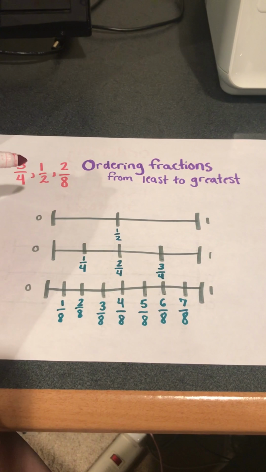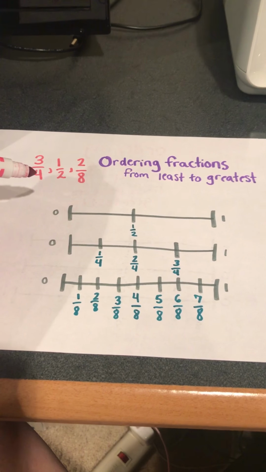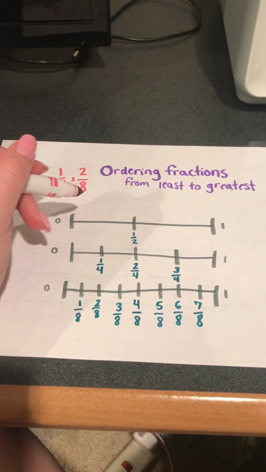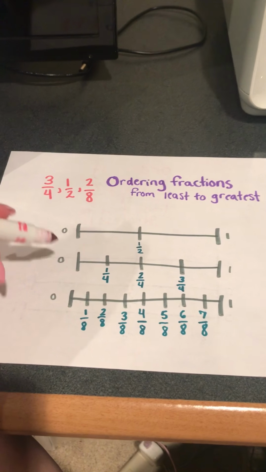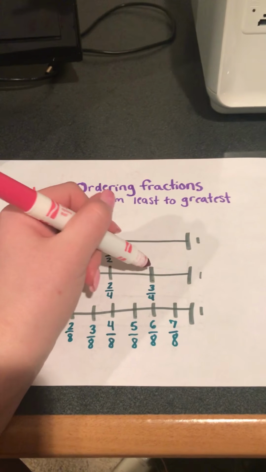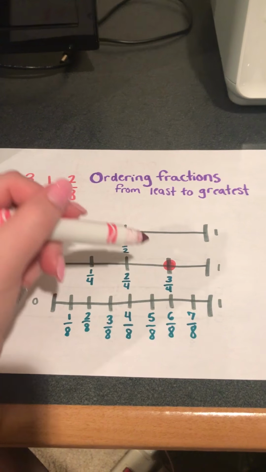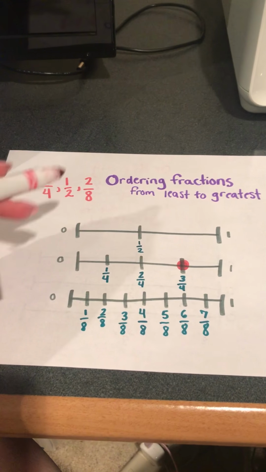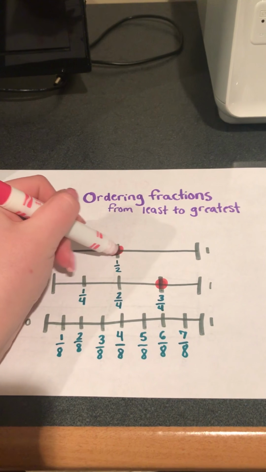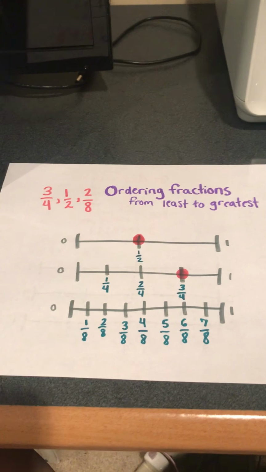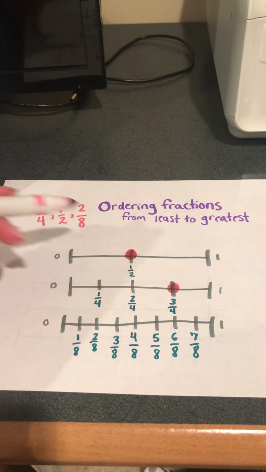So if I want to order these 3 fractions from least to greatest, the first thing I want to do is figure out where each fraction falls on my number line. Since 3/4 is first, I'm going to go down to my number line and put a dot on 3/4. So I know that 3/4 ends right there. And then I'm going to look at my 1/2, and I'm going to put a dot right there. So I can see that that is where 1/2 falls compared to 3/4.